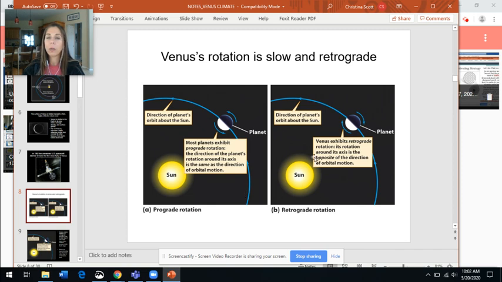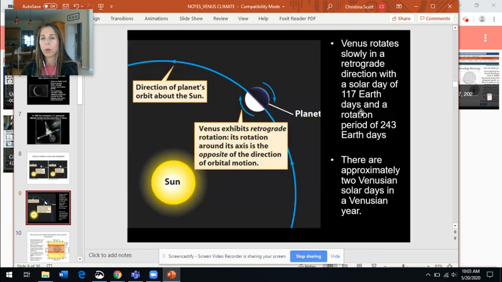Now over here, what's going on with Venus is it has a retrograde rotation. Its orbit is counterclockwise, like all the other planets in our solar system. However, Venus's rotational spin goes in the opposite direction, still looking down at the northern tilt of the axis. We call it retro, meaning backwards, so it goes in a clockwise direction. Its rotation around its axis is opposite to the direction of orbital motion.